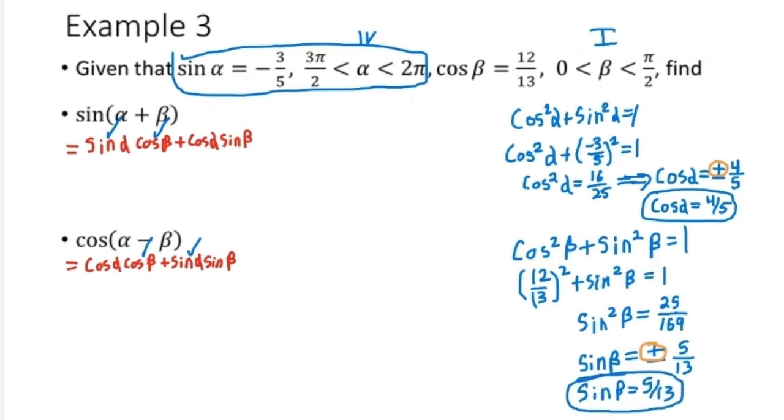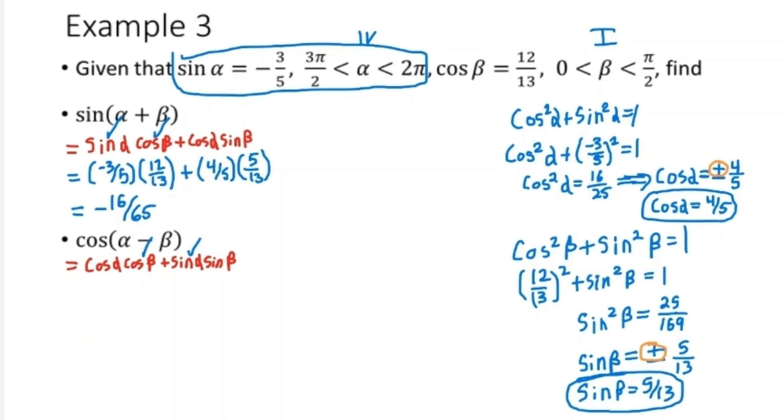Now we have everything we need to figure out sine of alpha plus beta and cosine of alpha minus beta. Plug our values into our formulas. Sine alpha is negative 3 over 5. Cosine beta is 12 over 13. Cosine alpha is 4/5, and sine beta is 5 over 13. And when we do the arithmetic, we get negative 16 over 65.